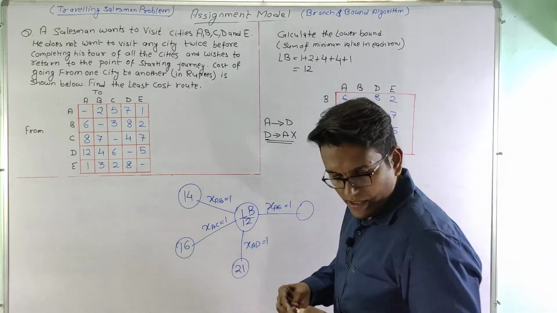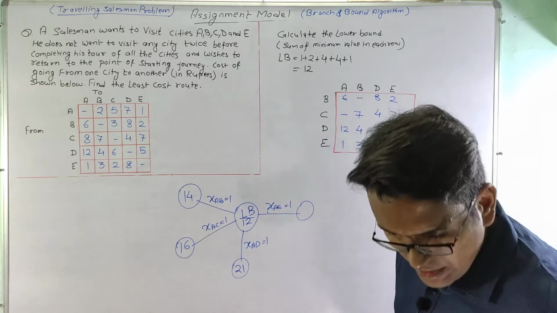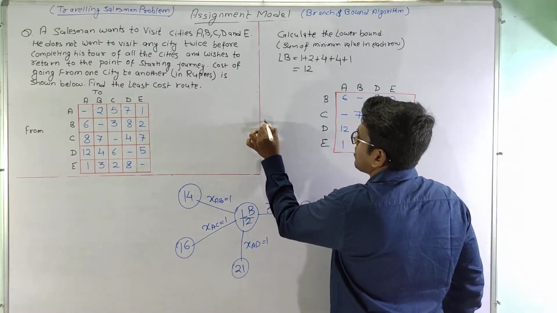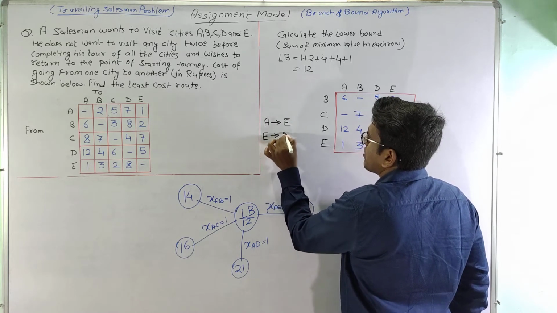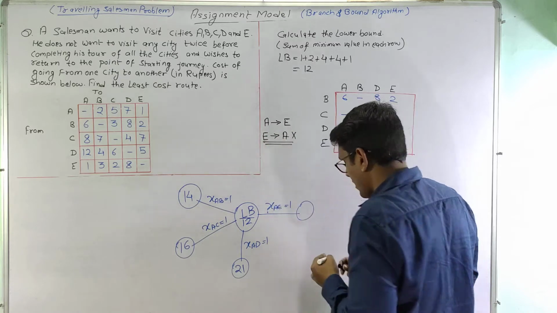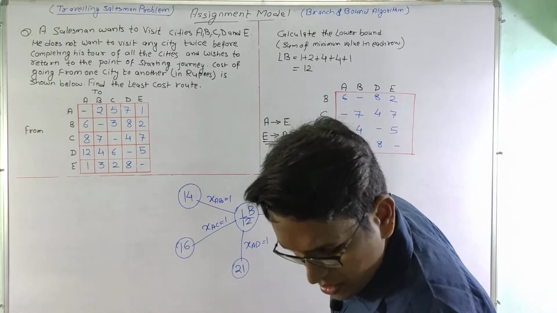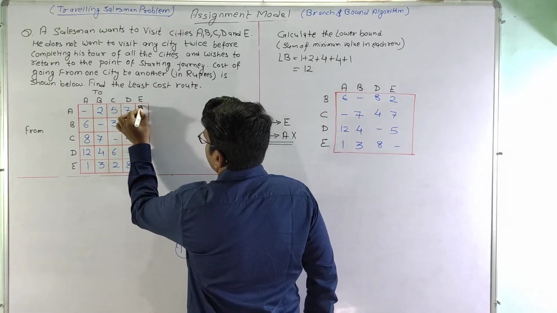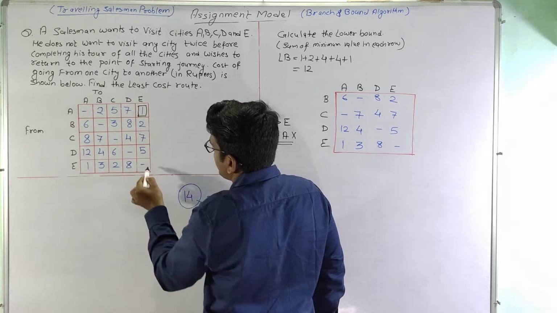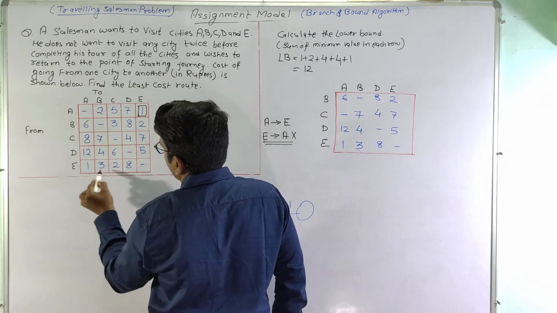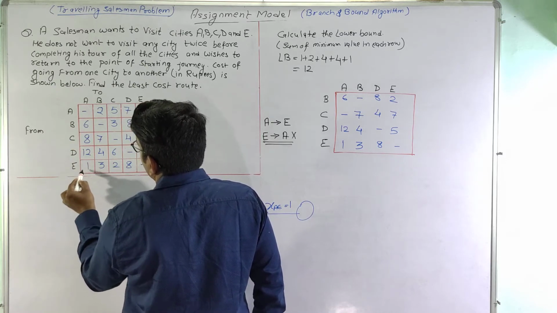Similarly, if we assign cell AE, that means if it is going from A to E, we can say that it could not return from E to A. This is not happening. So here again we will see that this AE cell has been assigned, and once this is assigned, no assignment can be done in A row and E column. So our matrix has been reduced to this 4 cross 4 matrix where E to A is not possible, so we will not consider this one.